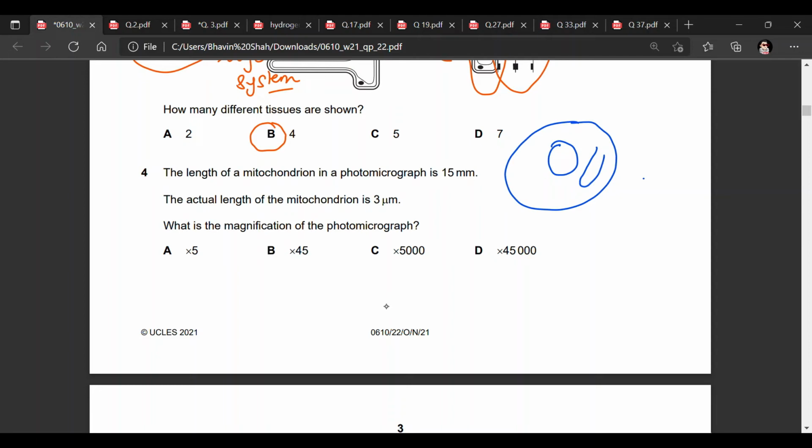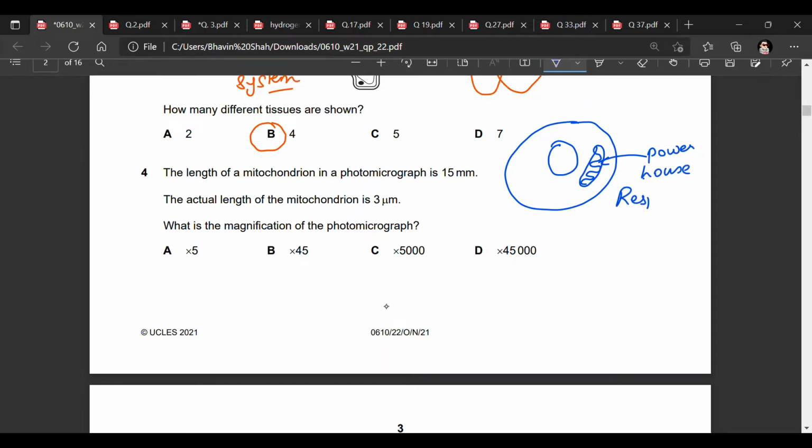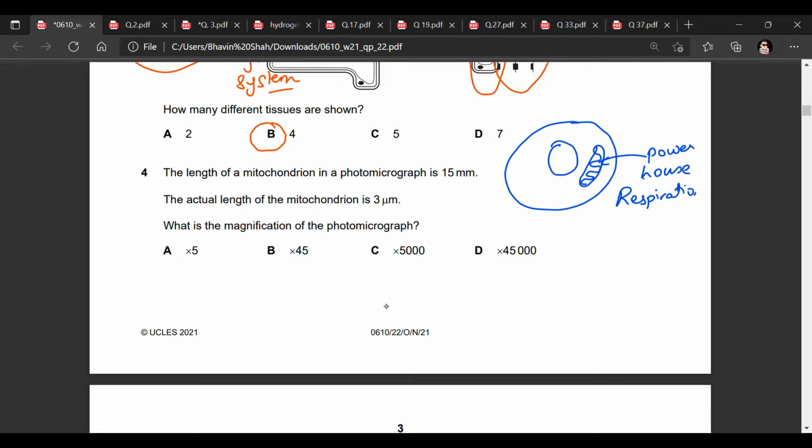There is a structure identified like this. This is called the mitochondrion. This is the powerhouse of the cell. Why? Because it is the site of respiration. Respiration is the process which will derive energy for the body.